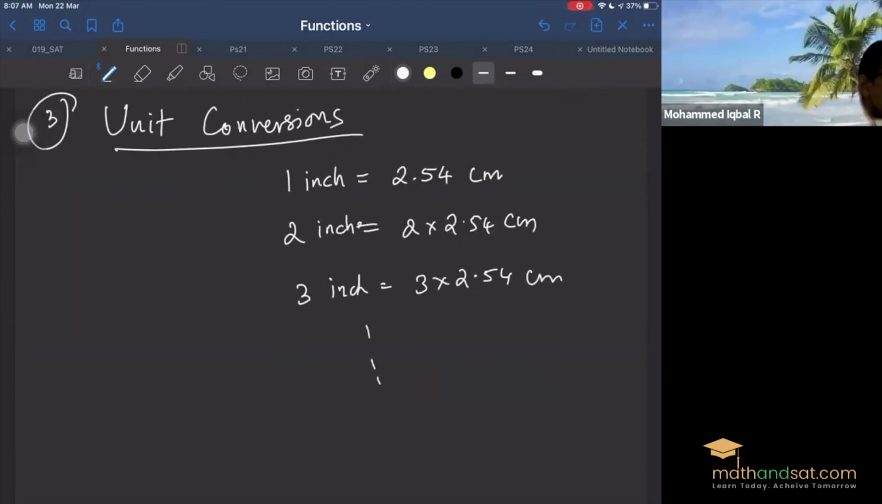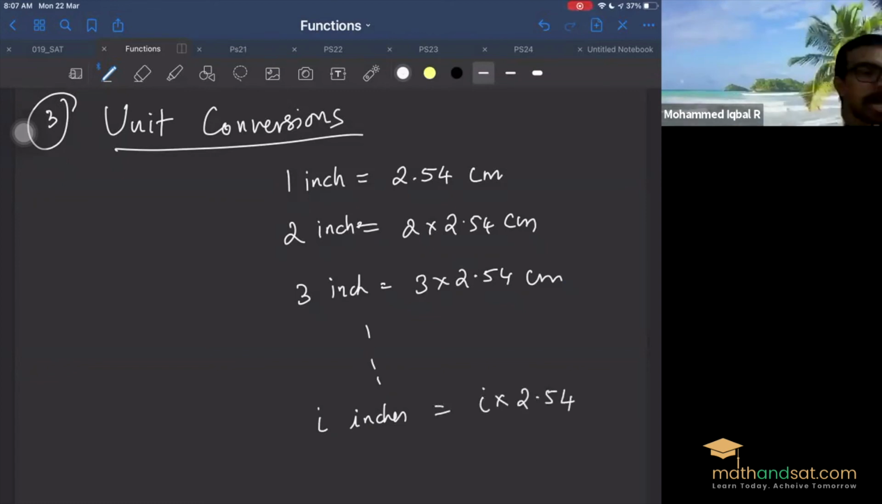Similarly, if I have some I inches, what will be that number in centimeters? It will be I times 2.54, right? Clear? I times 2.54.